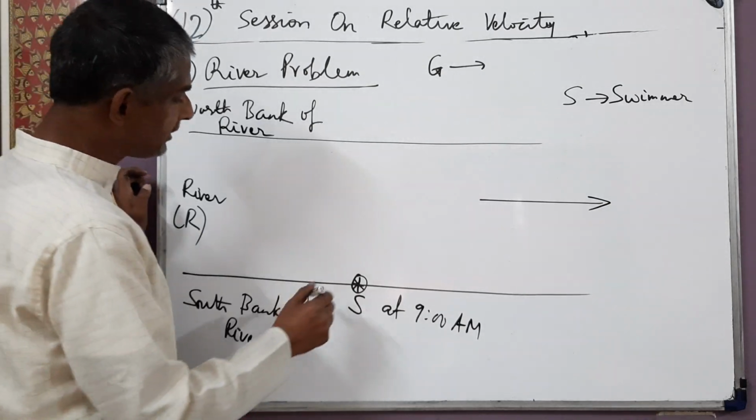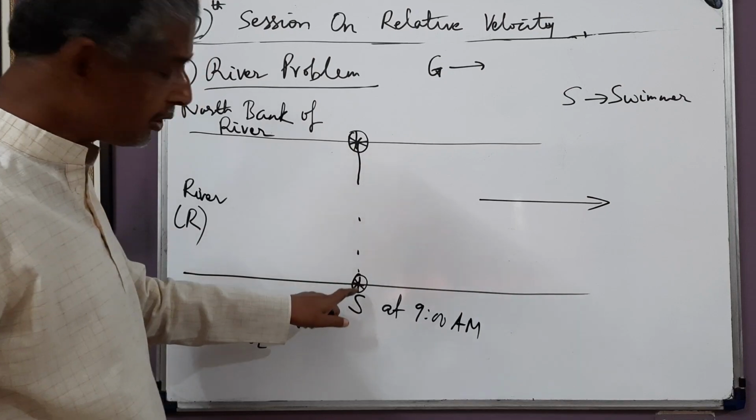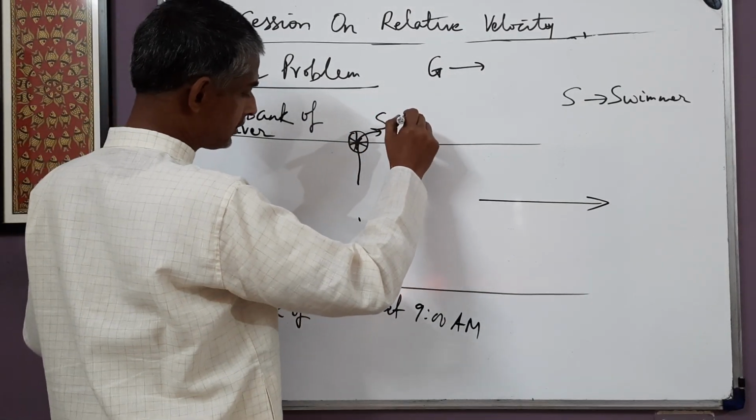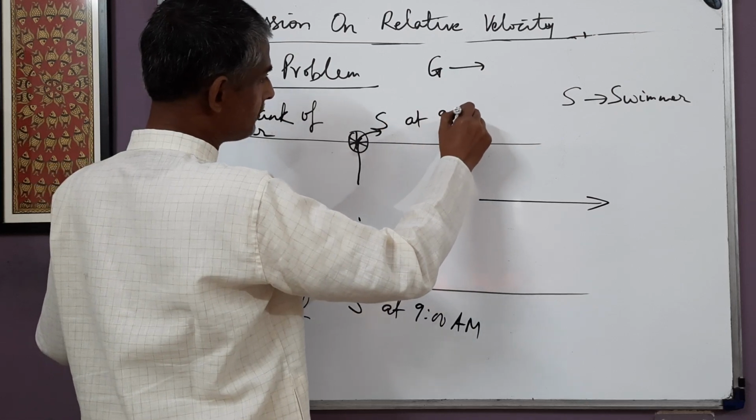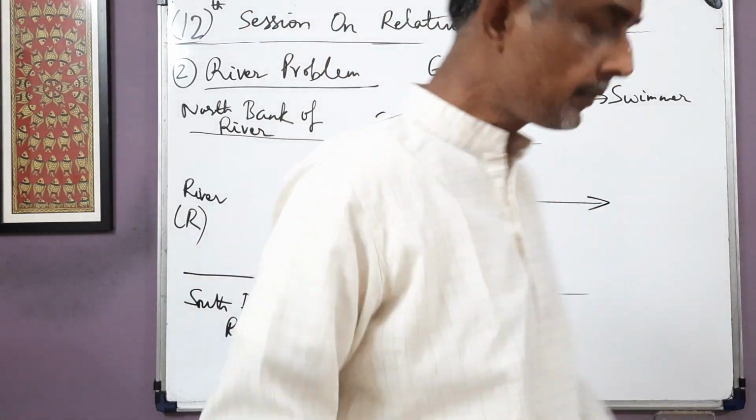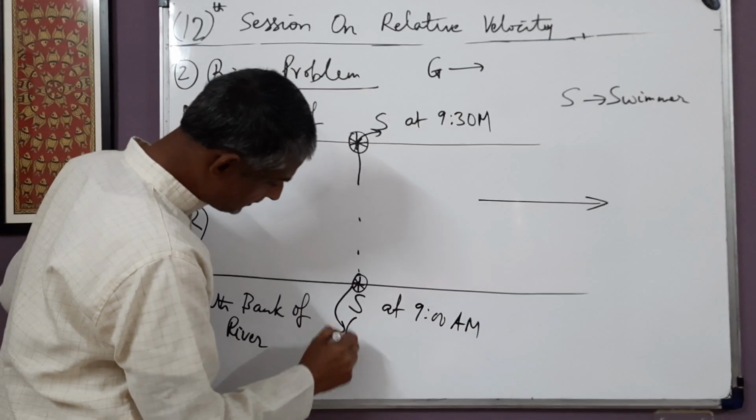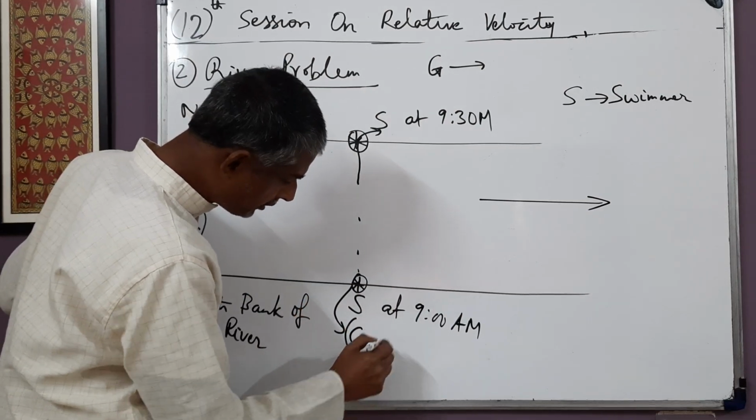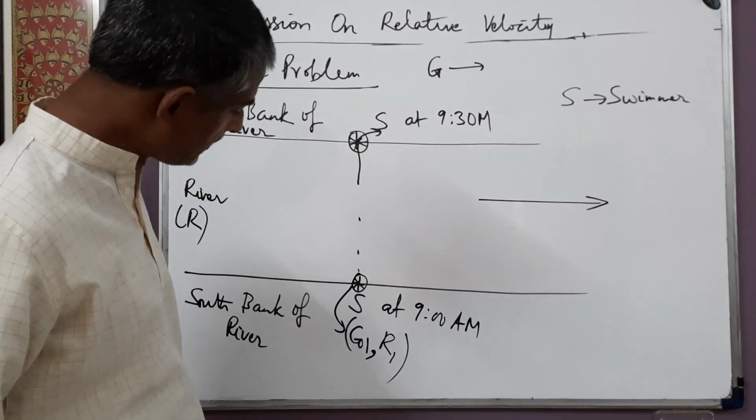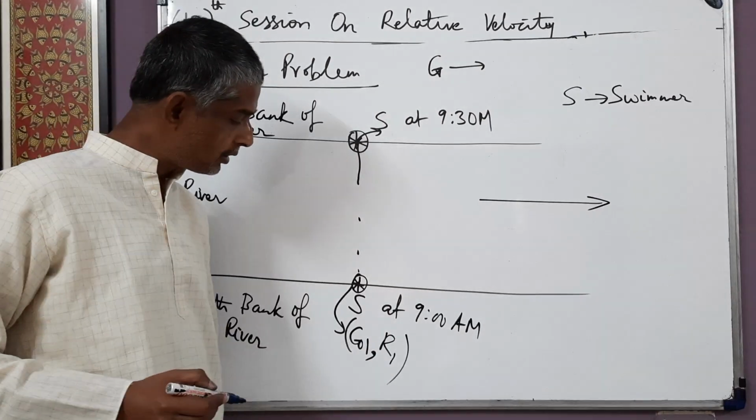Fine. At 9:30 a.m., the swimmer comes here, somewhere on the north bank, just opposite to the starting point on the south bank. We are assuming that the swimmer takes half an hour to swim across the river. So at 9 a.m., swimmer S occupies location G1 of the ground frame and location R1 of the river frame.